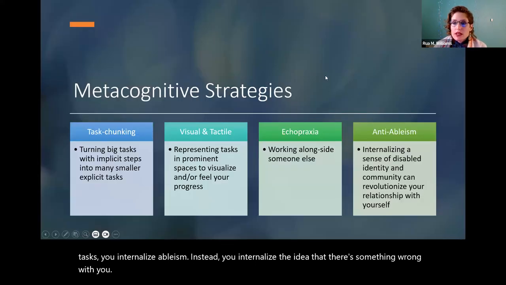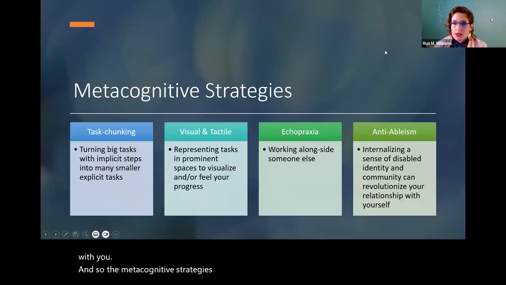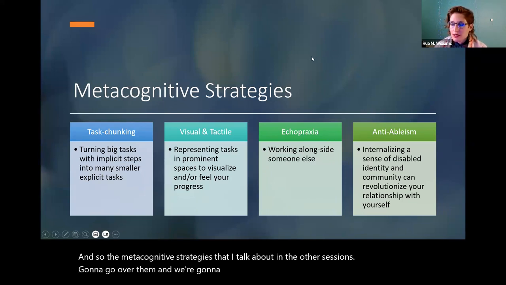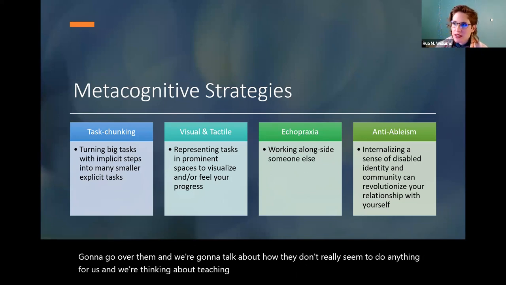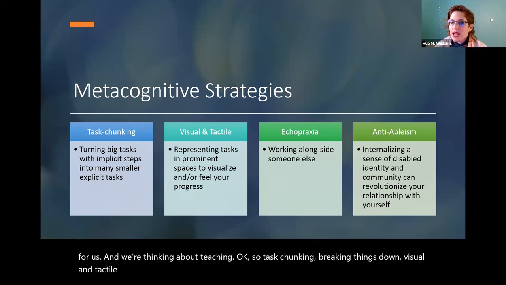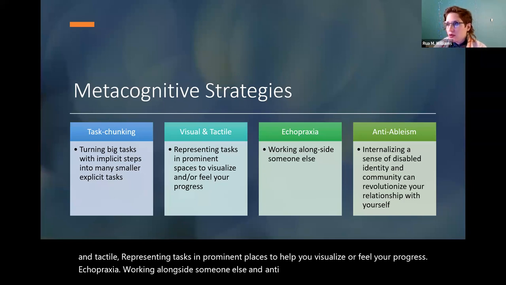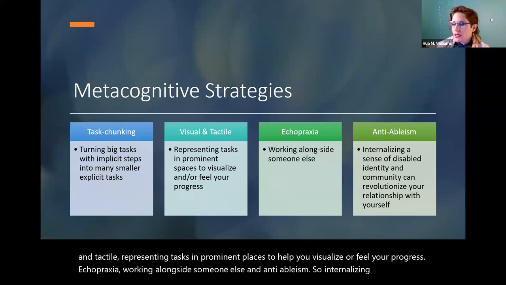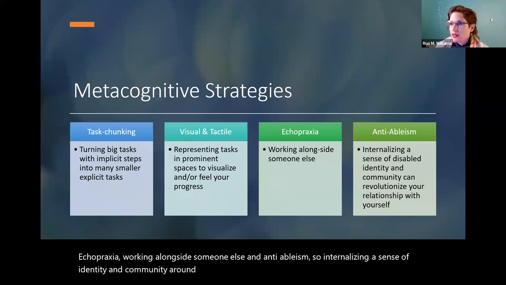And so the metacognitive strategies that I talk about in the other sessions, I'm going to go over them, and we're going to talk about how they don't really seem to do anything for us when we're thinking about teaching. Okay, so task chunking, breaking things down, visual and tactile, representing tasks in prominent places to help you visualize or feel your progress, echopraxia, working alongside someone else, and anti-ableism, so internalizing a sense of identity and community around disability and the idea that there's nothing to be ashamed of.